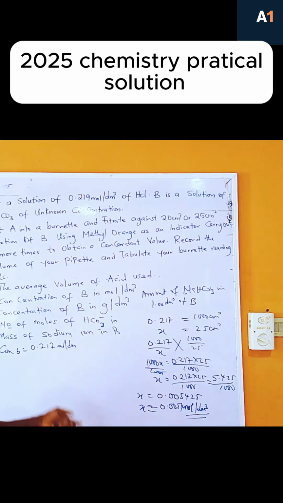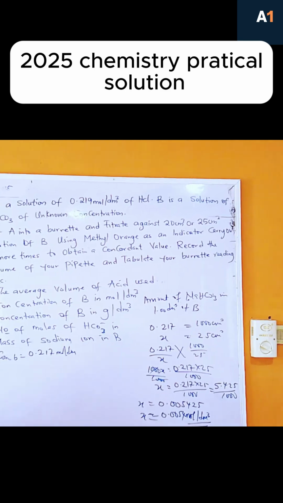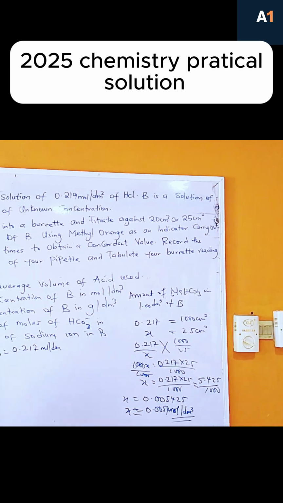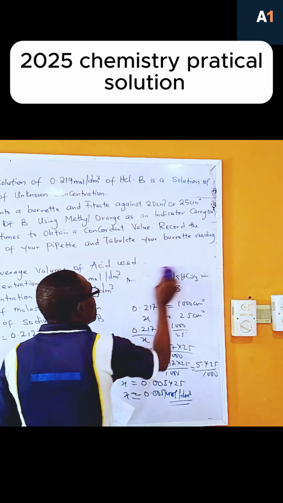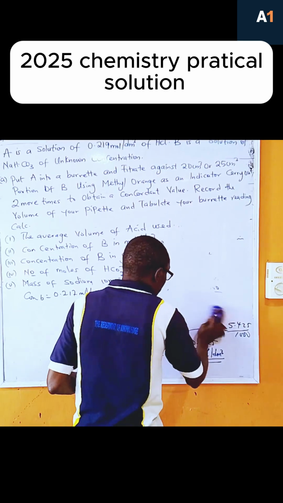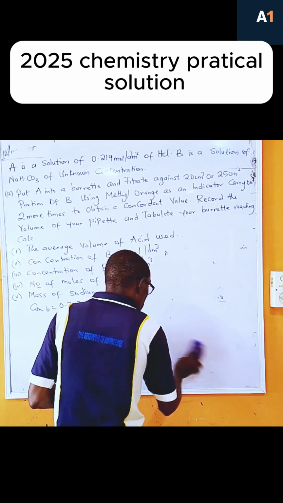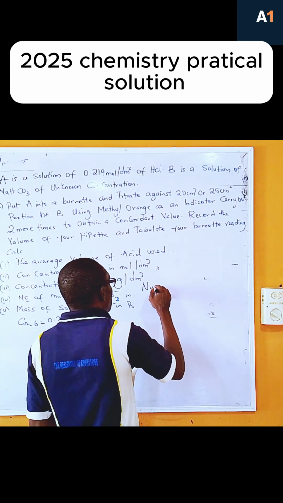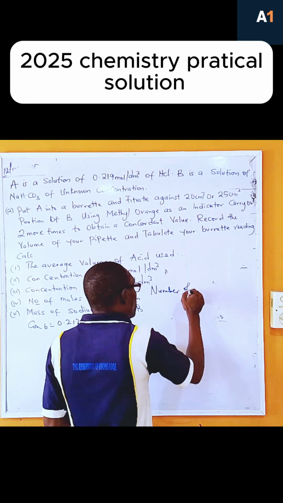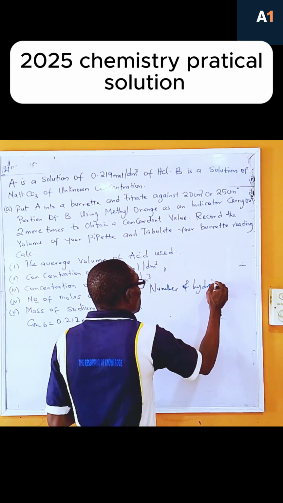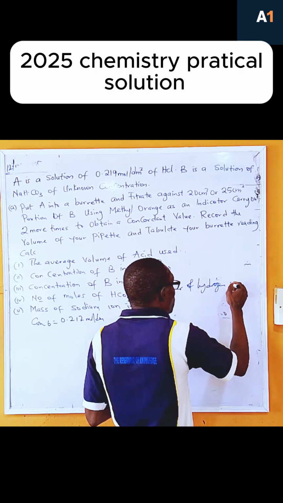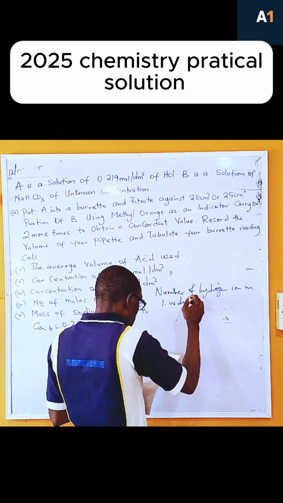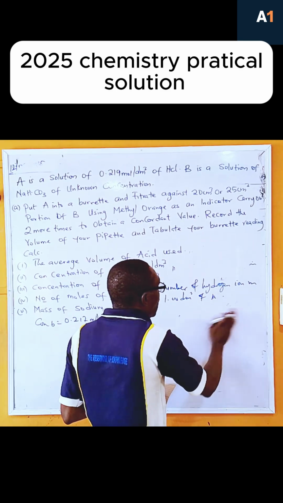So this is what we get. And now they can even ask you the number of hydrogen ions in 1 decimeter cube. Let me try to fabricate this one. You can also ask the question like this. They can also ask the number of hydrogen ions in 1.00 decimeter cube of that A.